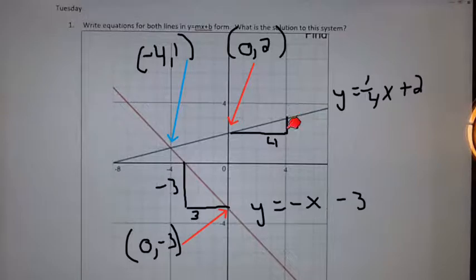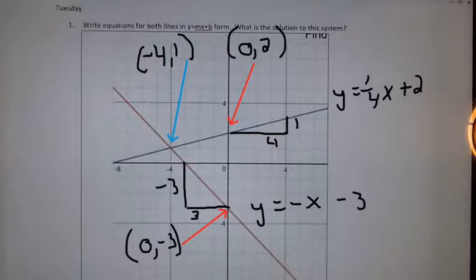And if you draw on a slope triangle, it has a rise of 1 and a run of 4. And so the equation is y equals 1/4 x plus 2. For this guy, it's going through 0, -3 down here. That's its y-intercept, so -3. And then if you draw a slope triangle for it, its rise is going down 3, and its run is going over 3, and -3 divided by -3 is -1, which means the equation is y equals -x minus 3.